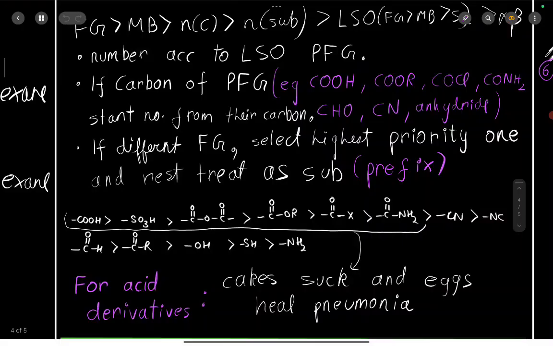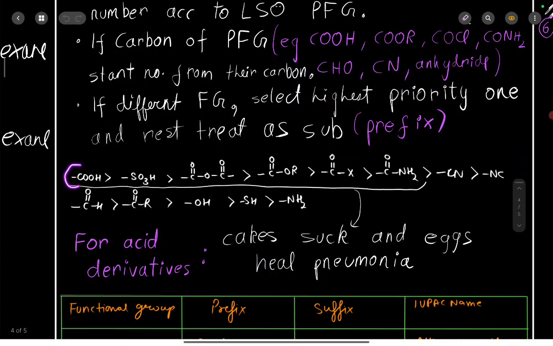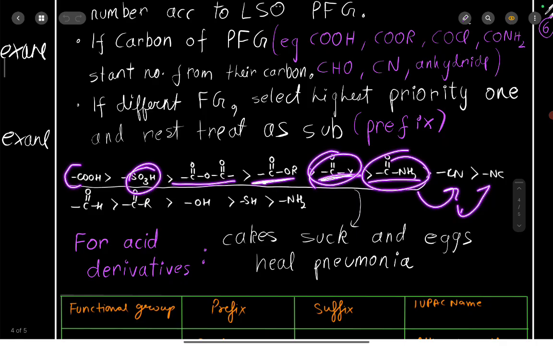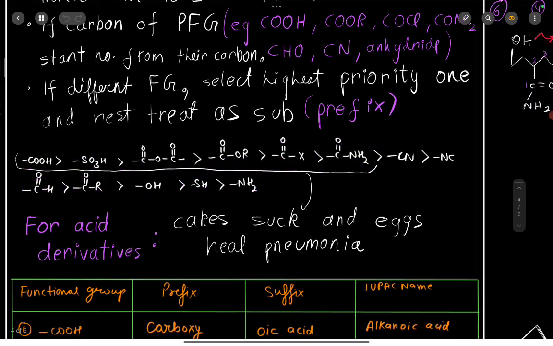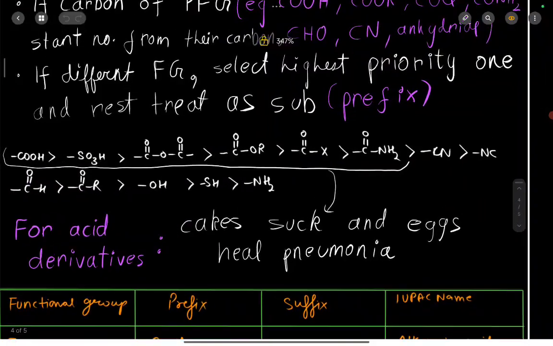What is the priority here? Well, this is the priority order. Remember this. It is carboxylic acid, then sulfonic acid, then anhydride, then ester, then acid halide, then amide, then nitrile, then isonitrile, then aldehyde, ketone, alcohol, thioalcohol, and amine. Now see, the later part is easy to remember. Cyanide over isocyanide, aldehyde over ketone, and group 16 over group 15.